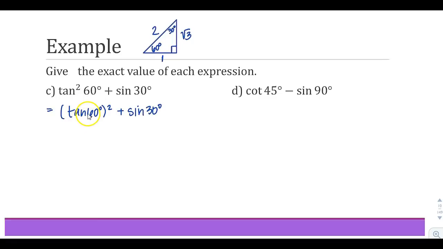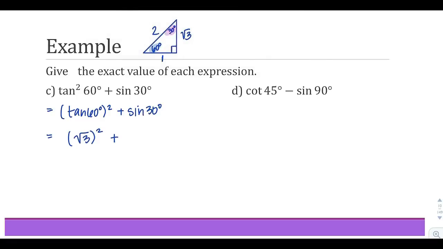So for tangent of 60 degrees, we're going to focus on the 60 degree angle. So tangent is opposite over adjacent. So opposite 60 degrees is radical 3, and adjacent is 1. So that means that tangent of 60, that's radical 3 over 1, so that's radical 3, and then that quantity is squared.